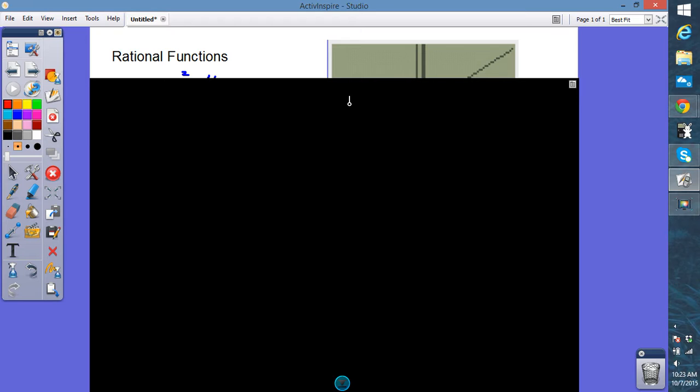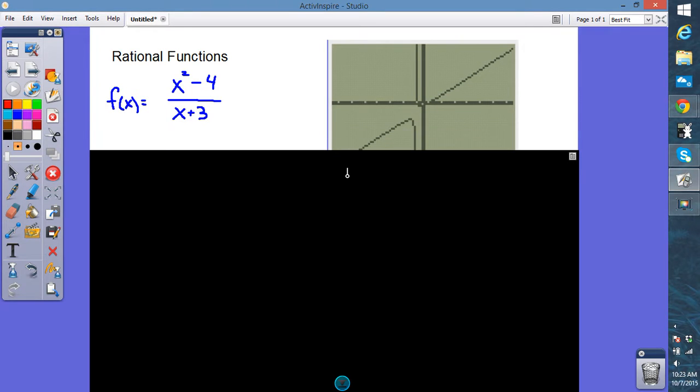Greetings. We're finishing up our discussion of graphing rational functions. Remember, a rational function is the ratio of a polynomial and a polynomial. Just think of it as a function. You've got variables in your numerator, variables in your denominator. All right, so let's look at situation number 3.